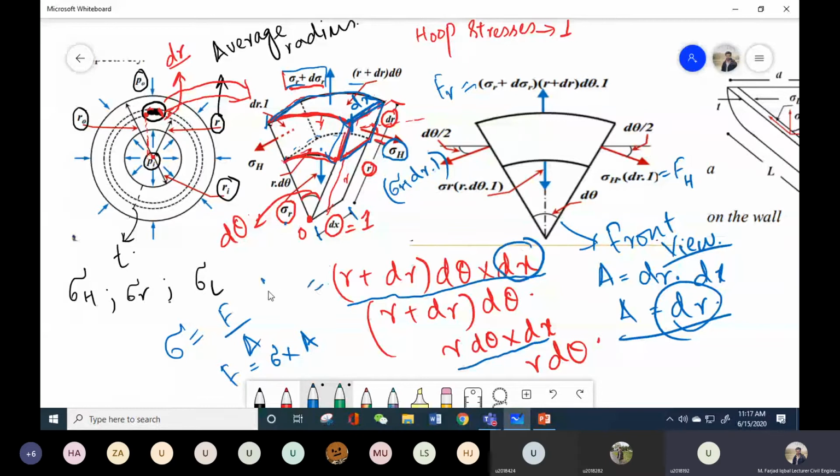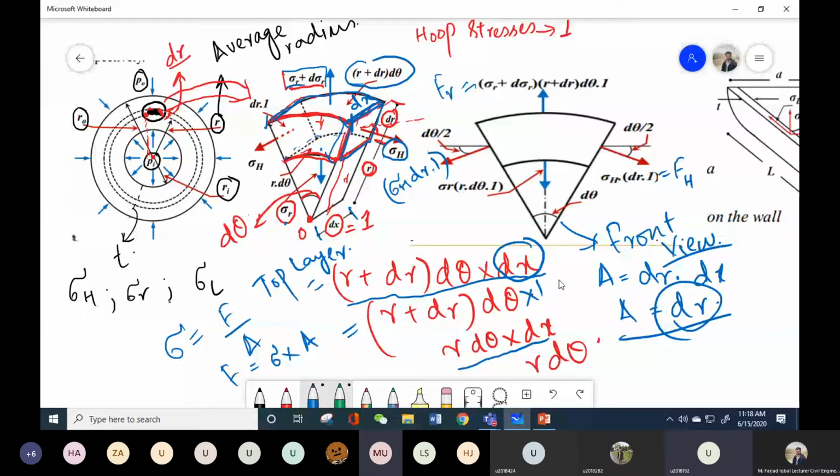So this is for the top layer. I will write it here. This dx is equal to 1, so this area will be (r plus dr) into d theta, which is written over here, right? Yes. Any other question?